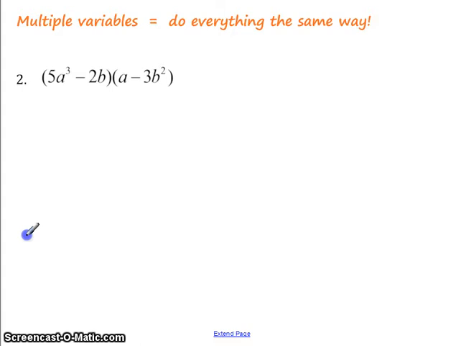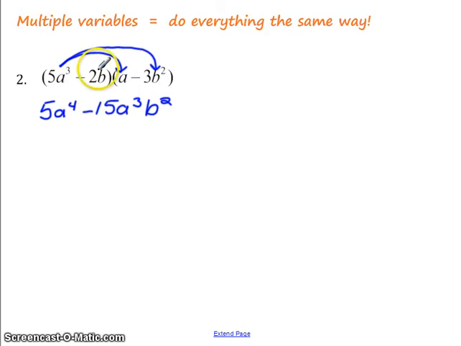In our second example, we have the same thing, a binomial times a binomial, but there's two variables in it. However, we're still going to do everything exactly the same way. I'm going to take my first term in the first parentheses and distribute it to this term, which gives me 5, and then it's going to be a to the 4th because it's a to the 3rd times 1a. I'm going to distribute this first term to the second term in the second parentheses. So that's 5 times negative 3 makes negative 15. And then there's an a cubed, and there is a b squared.